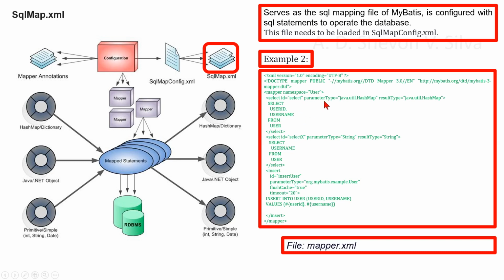We can see here a parameter type, a fully qualified class name or alias for the parameter that will be passed into the statement. And the result type, the fully qualified class name or alias for the expected type that will be returned from the statement.